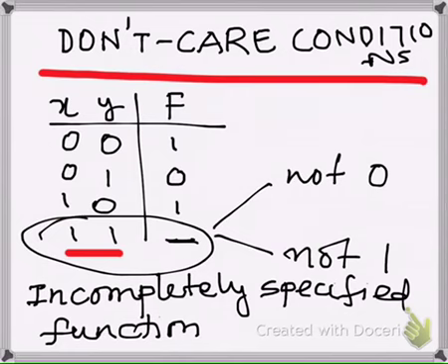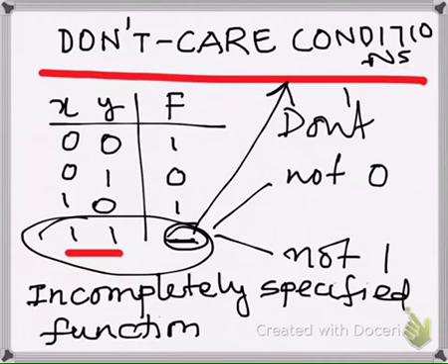For an incompletely specified function, the combination of the values of the variables for which the value is not specified, like here the combination 1,1, is known as a don't care. That is, you don't care what the value is for this combination 1,1. So this is known as a don't care. Now let us see how we can use these don't care conditions in order to simplify the function.